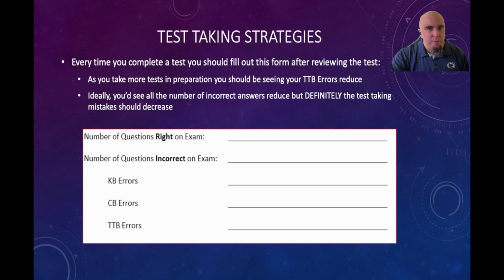At that point, you're not reviewing the test. Don't go back and look for answers and stuff like that. Just go back and go, okay, yeah, this is a knowledge-based. Okay, yeah, this is a choice-based. Okay, oh, God, I screwed this one up. It should have been B. Mark those down. And what you should see over time is those test-taking errors go down, right? Hopefully your knowledge-based errors go down as well, but definitely want to minimize those test-taking based errors.